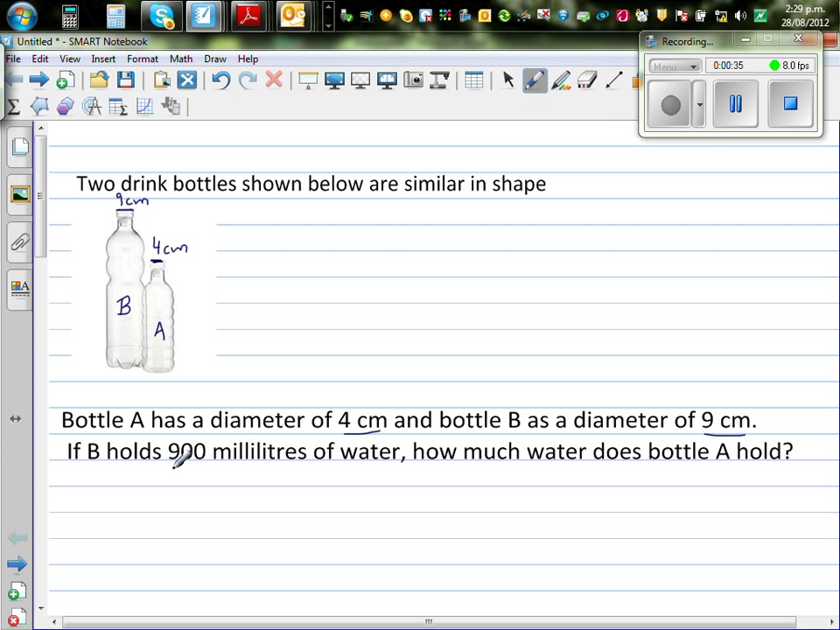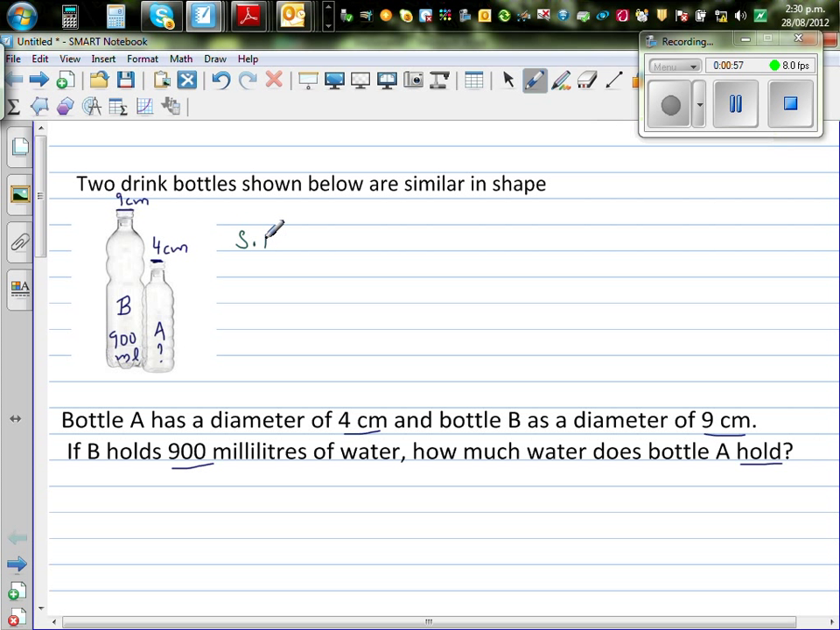Bottle B holds 900 milliliters of water. So the question is, how much water does A hold? This is a problem of similar figures, so first we need to find the scale factor.